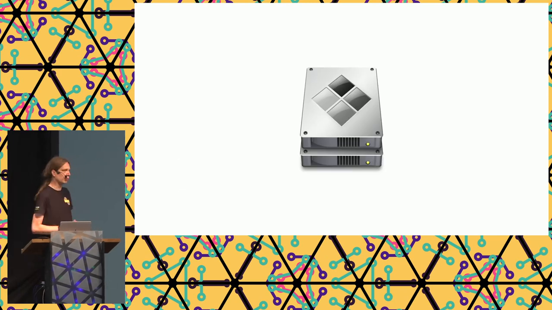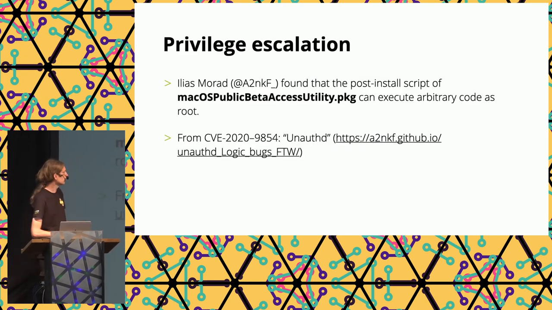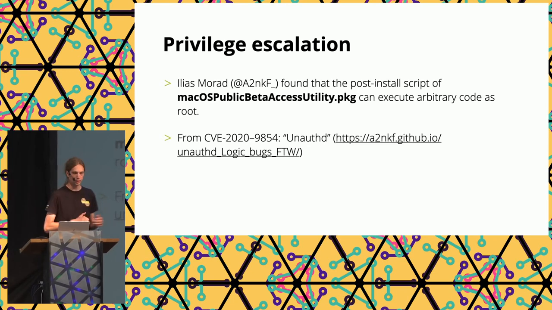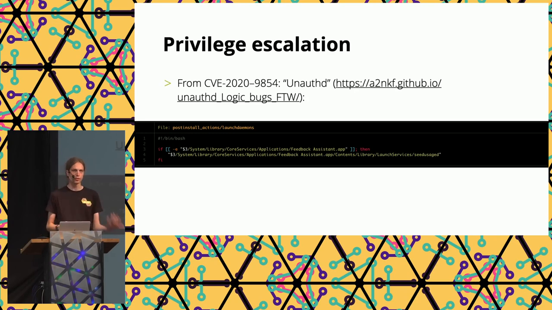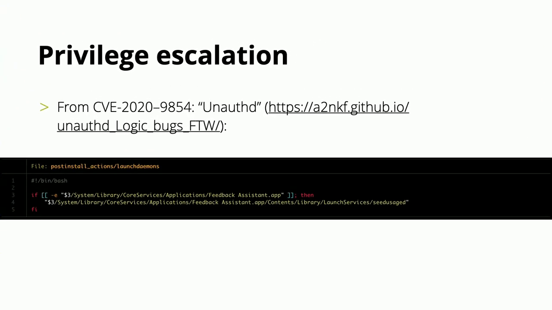This is used, for example, by Bootcamp Assistant or install command line developer tools. And there's also a nice package we can use that was found by Elias Morad. This package, if you install it to a disk, then in its post-install script, so after it has performed the installation, it will run a script from the disk you installed it to. So it checks if a certain file exists, and then it runs it.